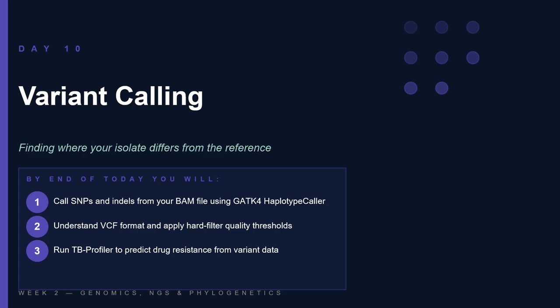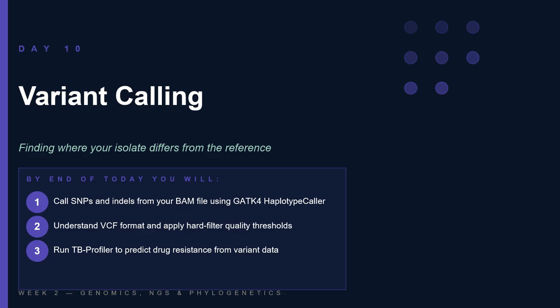In our previous day, we were able to successfully align. But what information does that alignment give us? What does it tell us? So what we call variant calling is finding where your isolate, your sequence, your sample, differs from the reference.